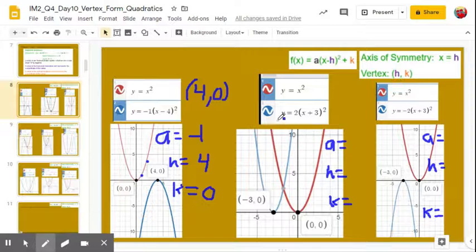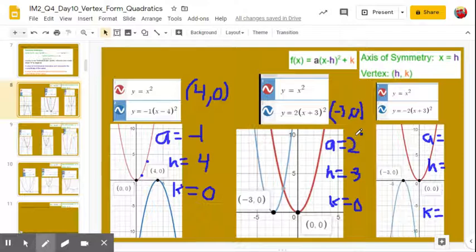All right, in this middle graph, we have the equation y equals 2 times (x plus 3) squared. So the a value is 2, the h value is negative 3, and k is 0. So what do we expect our vertex to be at? (h, k), so it's going to be (negative 3, 0). Is that where it's at? Yes, it is. And then we expect the parabola to open up because the a value is positive.